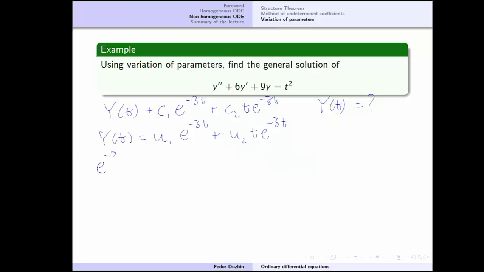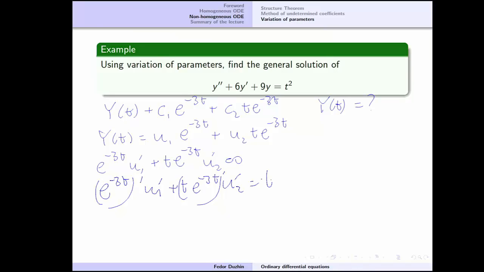So e to the minus 3t times u1 prime plus t e to the minus 3t times u2 prime is 0, and the derivative of e to the minus 3t times u1 prime plus the derivative of t e to the minus 3t times u2 prime is t squared. So notice that this is actually an algebraic system of equations, just usual linear equations with unknowns u1 prime and u2 prime.